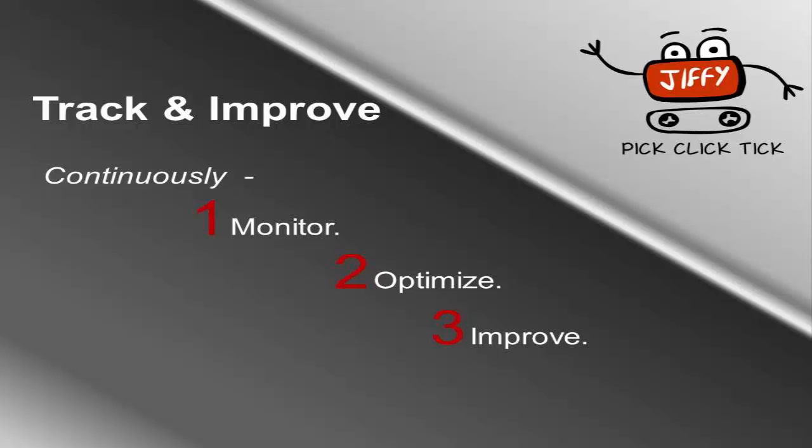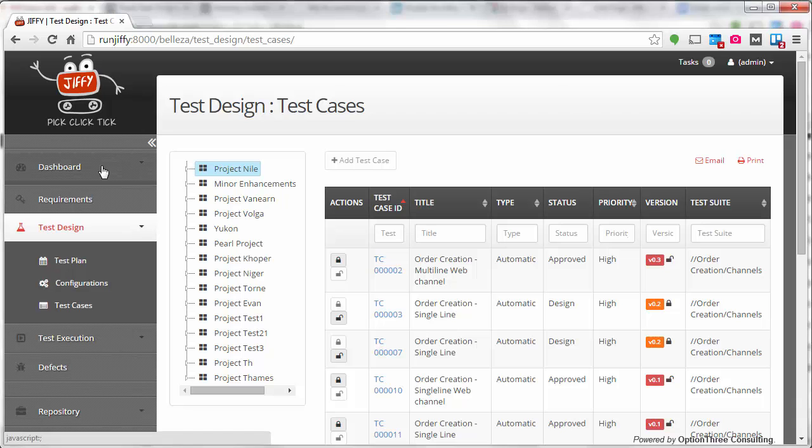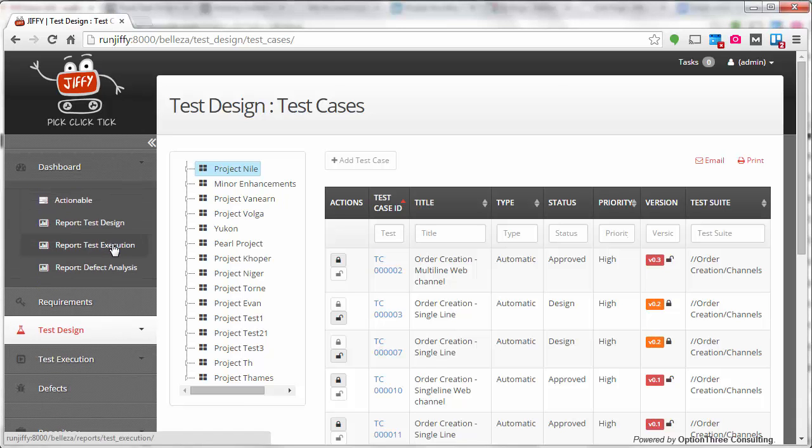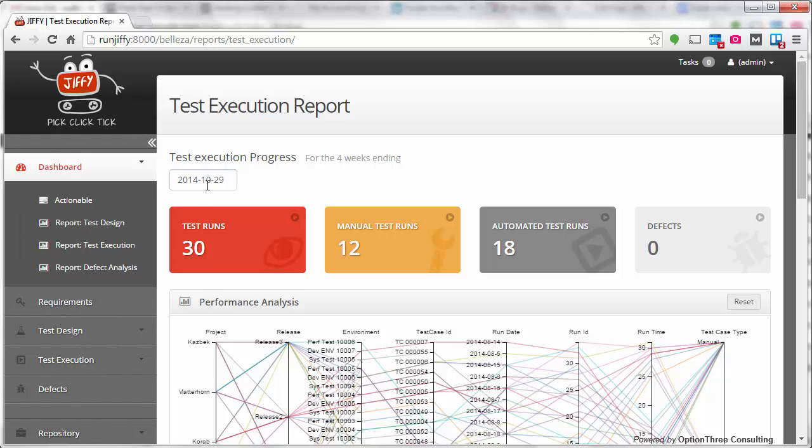Improve your test cycles by continuous monitoring and optimization. Jiffy provides a comprehensive set of dashboards for each phase of your testing life cycle. Let us look at one of the dashboards.